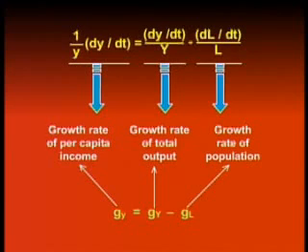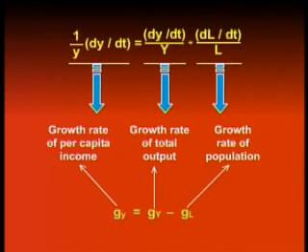Note that as the growth rate of the population increases, that is if GL increases, then the growth rate of per capita income would fall. However, for any given growth rate of labor or population, any increase in G capital Y would raise per capita income, that is, increase the growth rate of per capita income.